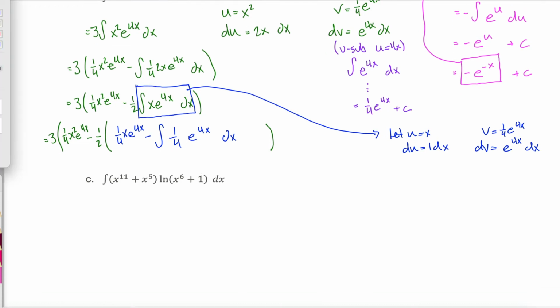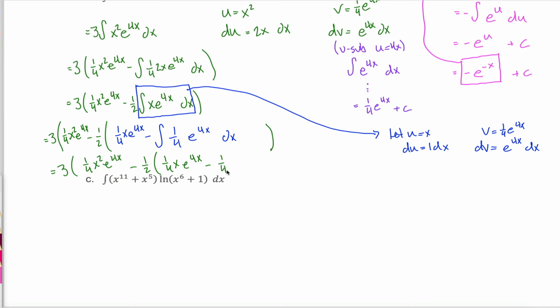Let me first clean things up a little bit. My full answer is 3 times 1/4 x squared e to the 4x minus 1/2 times 1/4 x e to the 4x. I could take this 1/4 and pull it out in front to make it minus 1/4 times the integral of e to the 4x dx. And then all I have left in the integral is e to the 4x.